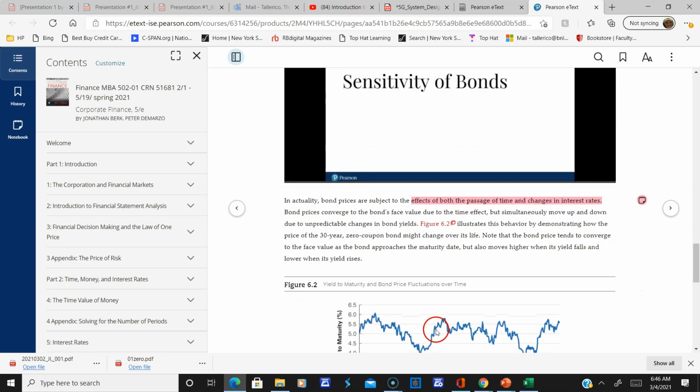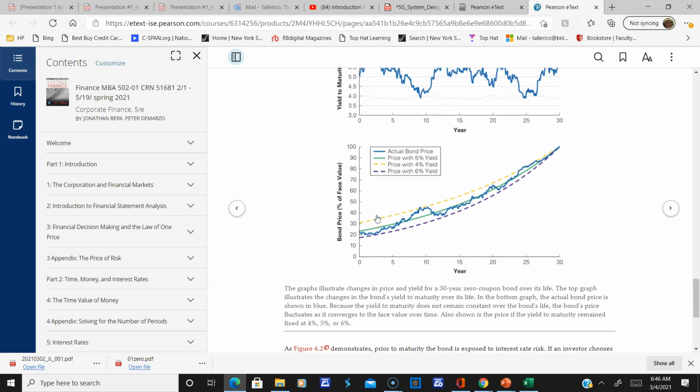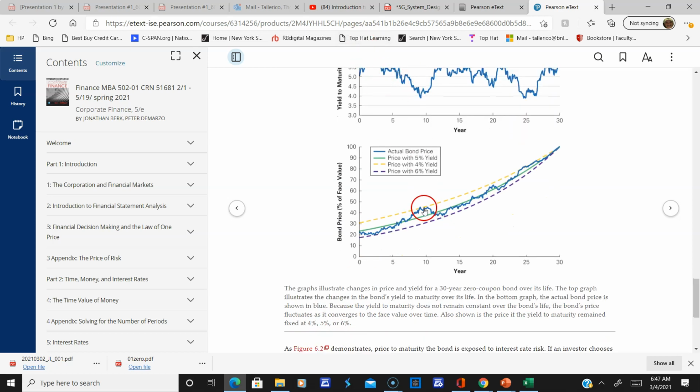So let's look at figure 6.2. Here's 6.2. Yield to maturity and bond prices are fluctuating over time. Here's the year, and here is the fluctuation over time. These graphs illustrate the changes in price and yield for a 30-year zero coupon bond over its life. The top graph illustrates the change in the bond's yield to maturity over its life. In the bottom graph, the actual bond price is shown in blue. So this is superimposed on here.